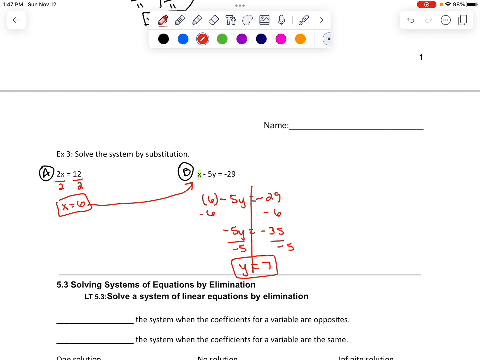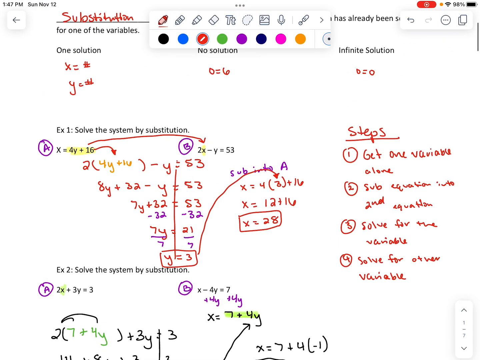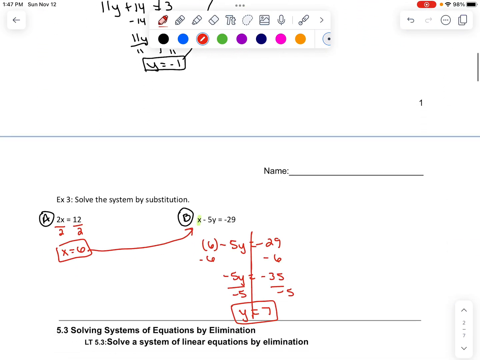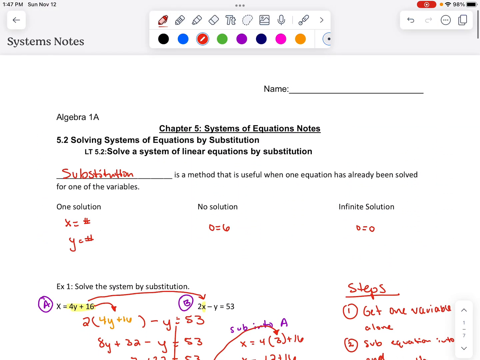I know I didn't have in the notes here an example of a no solution or an infinite solution, but we will talk about that together when I'm actually in class, so we can go back through this and make sure that we're understanding our substitution process. So again, follow your steps. Get one variable alone, sub the equation into the second equation, solve for the variable, and then take that variable that you solved for and sub it into one of your originals to solve for the second variable. I'm sorry that I have a cold and my voice is a little cracky today, but hopefully that should help you with your substitution.